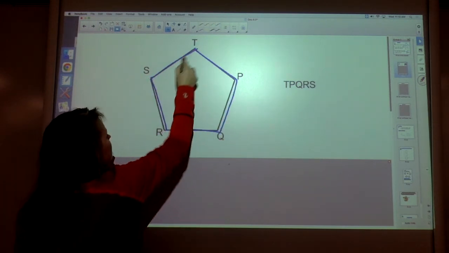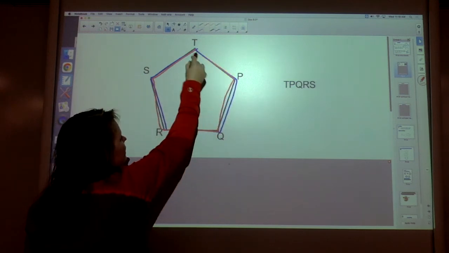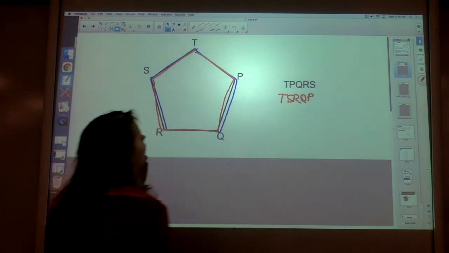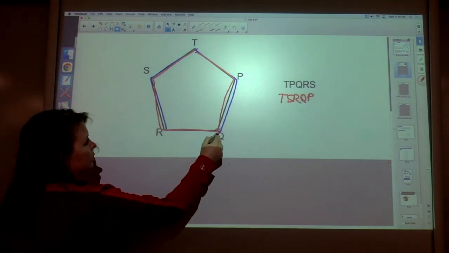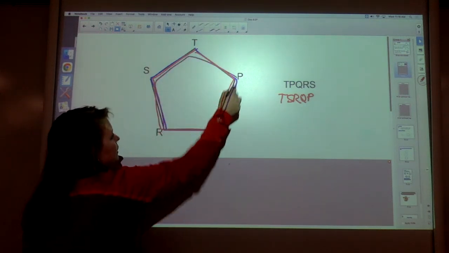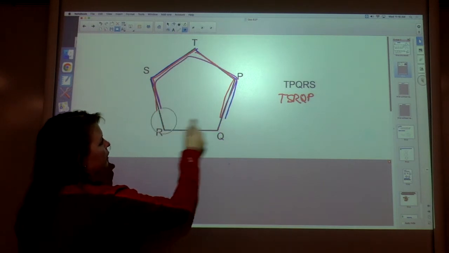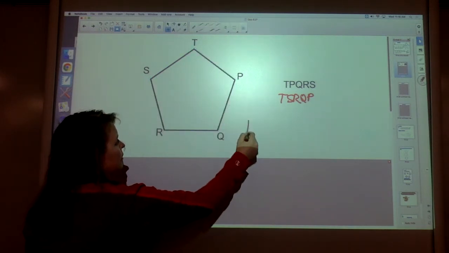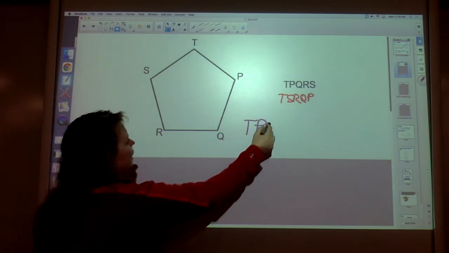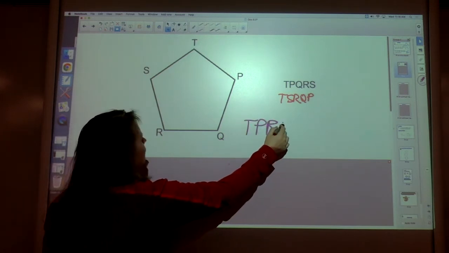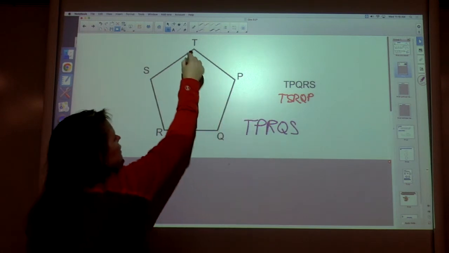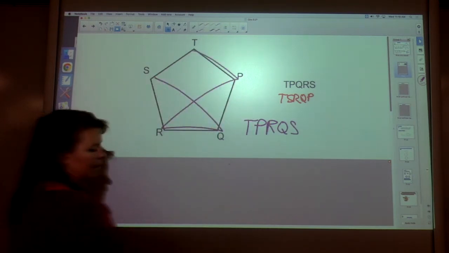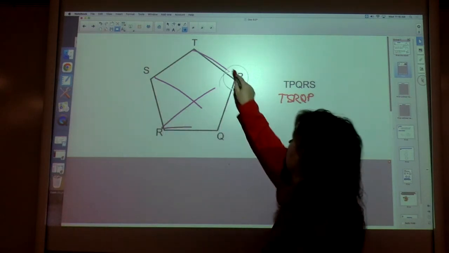Or you could name it T, S, R, Q, P, T, and do it exactly backwards. Or you could start over here at Q and name it Q, R, S, T, P, Q. It doesn't matter where you start and end as long as you go in order. If somebody else named this polygon T, P, R, Q, S, that is not correct. It has to be named in order.